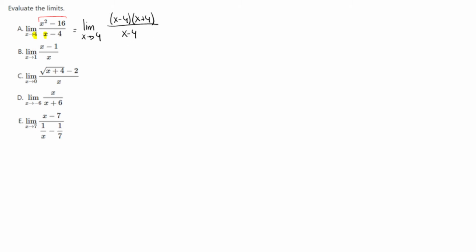So now we can see that the x minus 4 cancels the x minus 4 in the denominator, and we're left with the limit as x tends to 4 of x plus 4. Now we can substitute in 4 for the x and evaluate this limit. So it's going to be 4 plus 4, which equals 8.